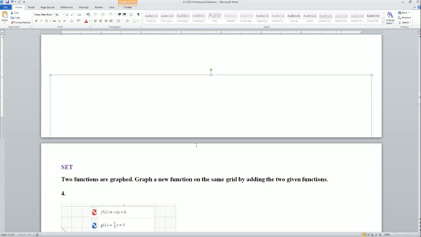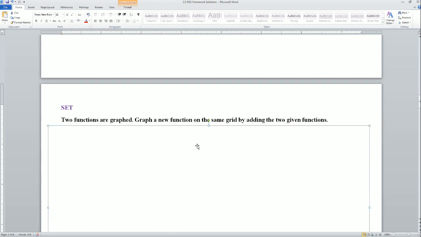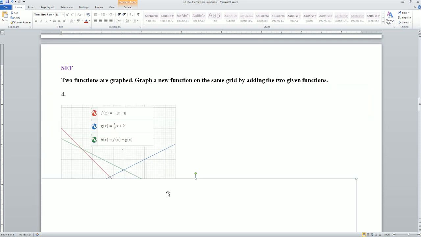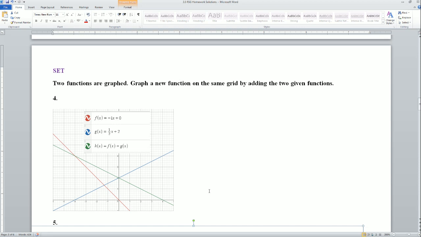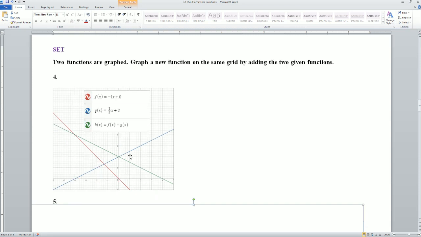Okay. Here's the next part. Two functions are graphed. Graph a new function on the same grid by adding the two functions. Okay. Alright. So here, some of you might find it difficult. The way I did it is I grabbed each point, wrote it in y equals mx plus b, then graphed it on Desmos. So let me show it to you, okay?